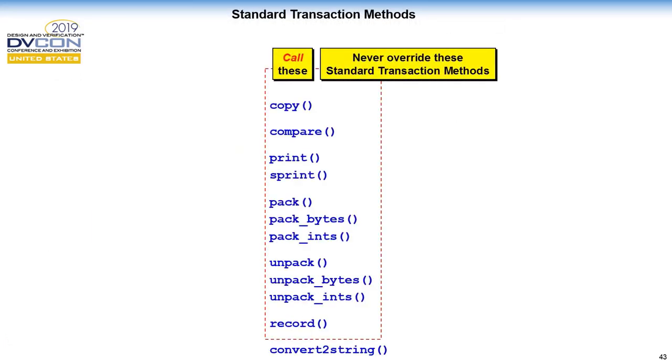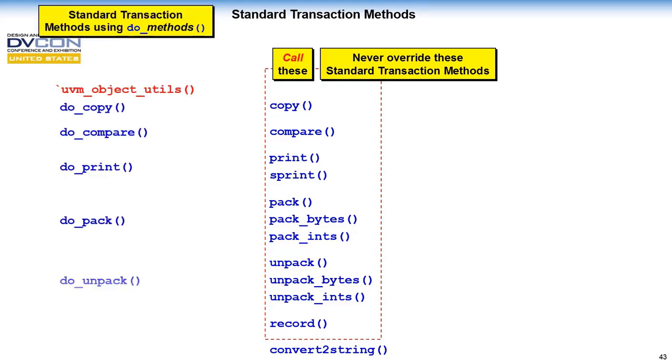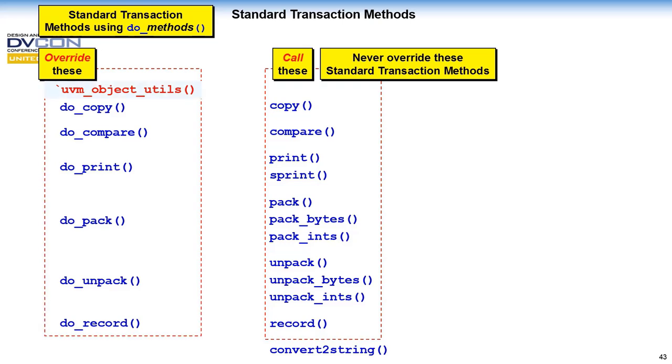And so with standard transaction methods, these are the methods that you're going to call. You're going to call copy, compare, print, all of these right here. You never override any of the standard methods. You call them, but you never override them. Then there's two ways to add functionality to these methods. The first one is using the do methods. And for the do methods, you override each of these methods right here.